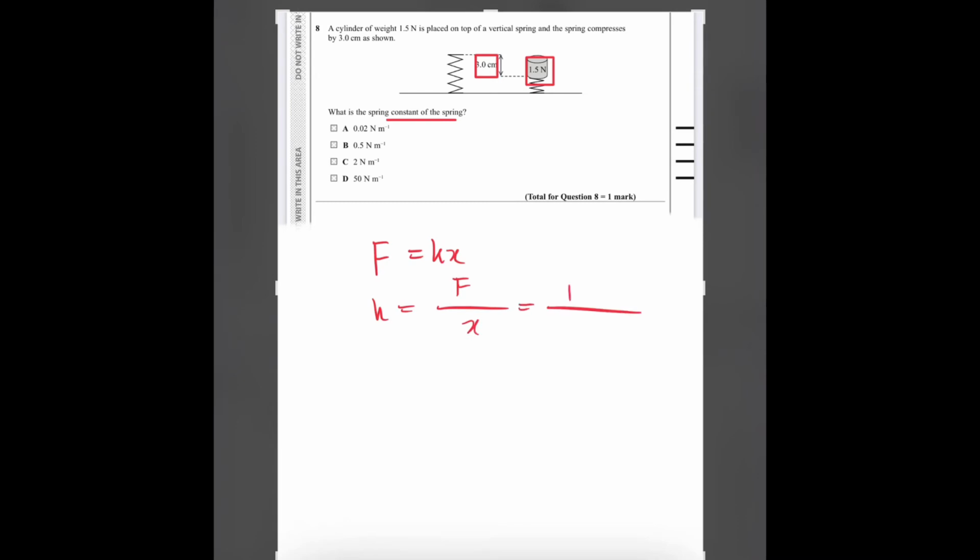So F is 1.5 and the value of x is 3 centimeters. The value of centi is 10 to the power minus 2. So the answer comes as 50 newton per meter. So the answer to number 8 is D.